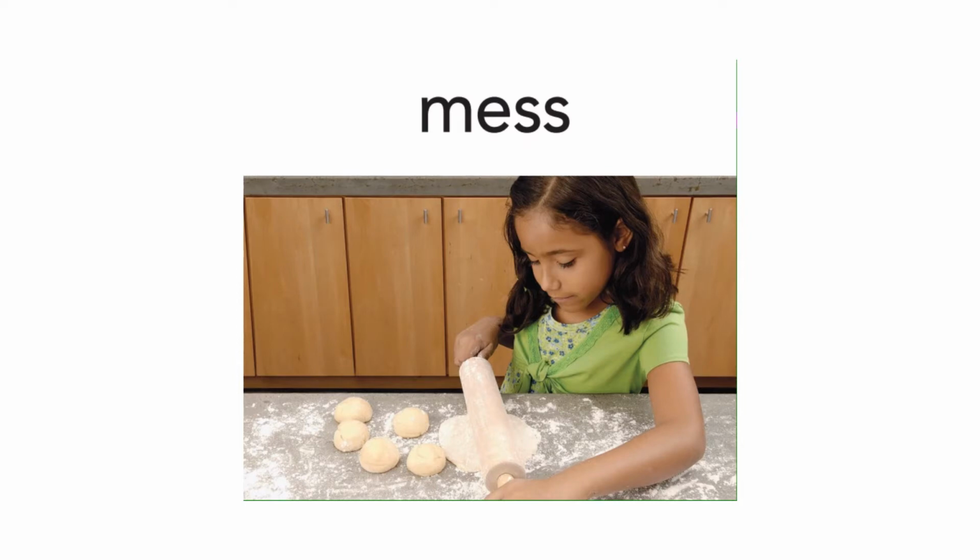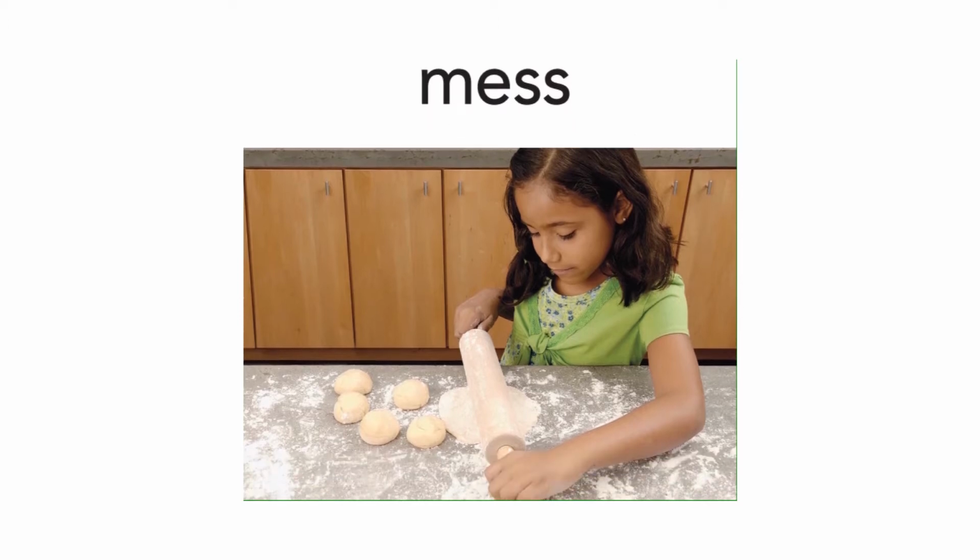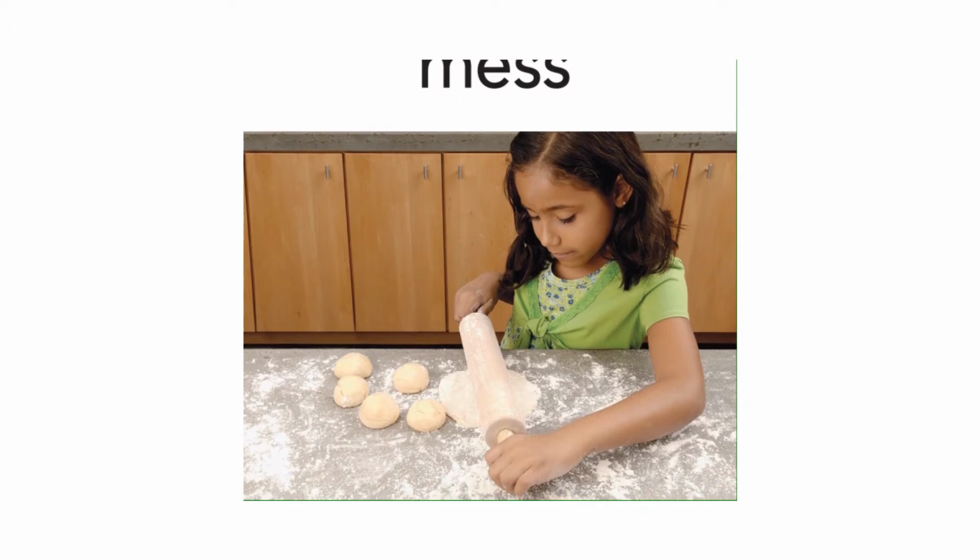As we move along, boys and girls, we come to our vocabulary words. Vocabulary words are very important when reading a story. Let's look at our first word. Mess. Mess. The word mess, boys and girls, can mean something that is not neat. If you look at the little girl right here in the picture, we see that she is making some flour tortillas with a rolling pin. And she has lots of flour all over her table.